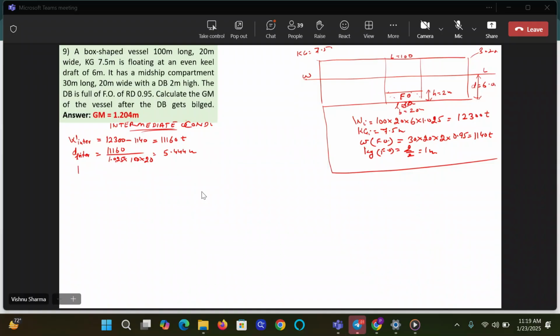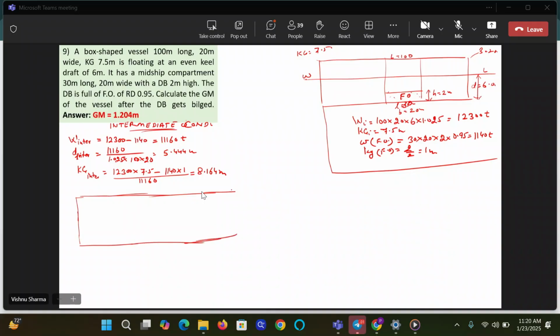We get the KG in the intermediate condition as the initial vertical moment: 12,300 into 7.5 minus 1140 into 1, divided by 11,160. Was it 8.164? Can you please confirm once again? Am I right when I'm recalling it? Yes, sir. 8.164.